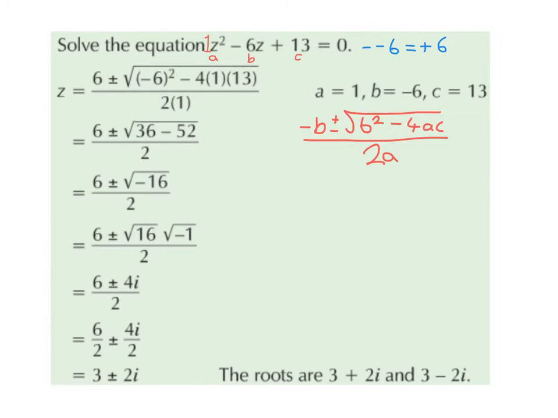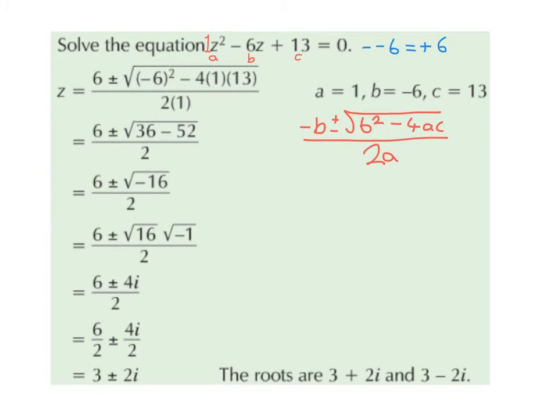Then we can start to tidy things up a bit. Minus 6 squared is going to be positive 36. Minus 4 times 1 times 13 will be minus 52. And then 2 times 1 will be 2. So we still have the 6 in front of the plus minus, then square root of 36 minus 52, divided by 2. So then we just have to tidy up inside our root. 36 take away 52 is going to be minus 16. So we end up with 6 plus minus the square root of minus 16, divided by 2.